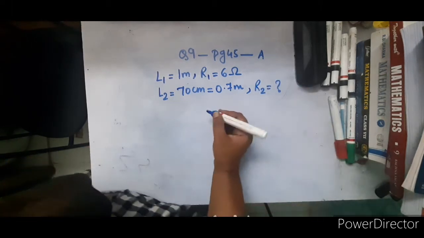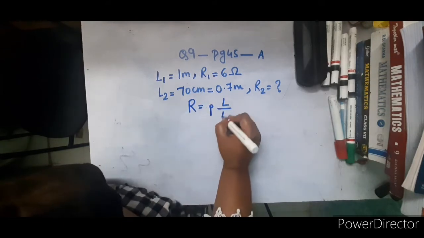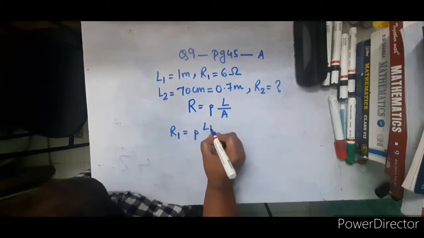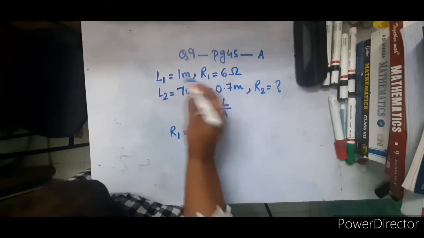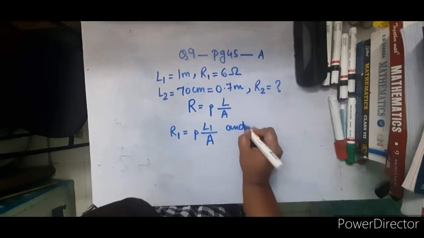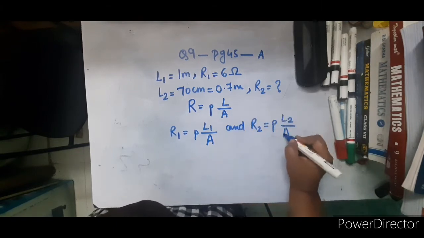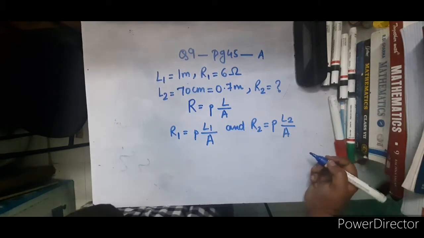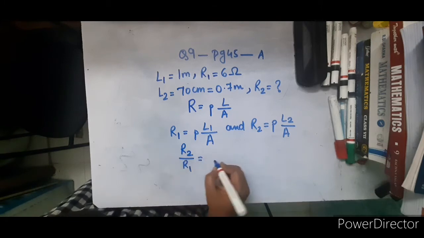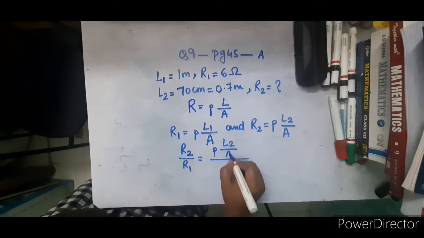Now we know the formula. In the usual notation the formula is as I have written it here. When I am considering R1, it has length L1, but A is not changed, so it would remain the same. And when we talk about R2, it should be L2 upon A. Got it? If I am taking a ratio of R2 upon R1, I'll be writing it here.